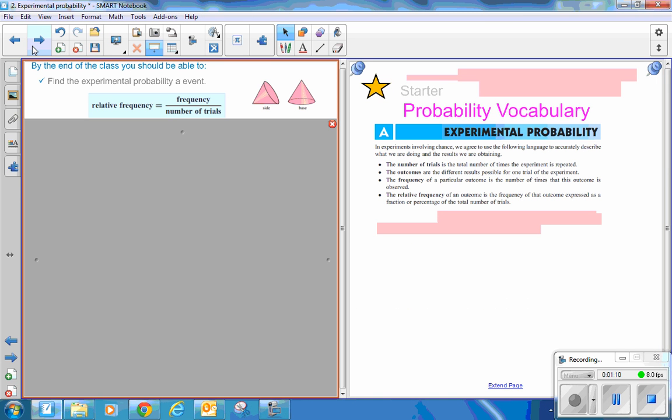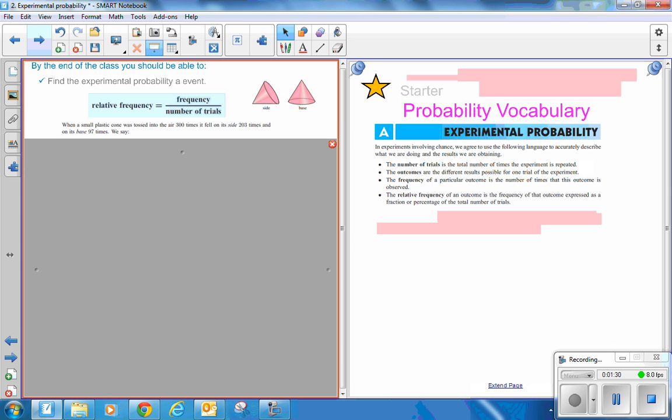Okay, so before I go with the example, the idea of today is that you should be able to find the experimental probability of an event. The experimental probability is also called relative frequency, which is equal to frequency divided by number of trials. Let's see our example.